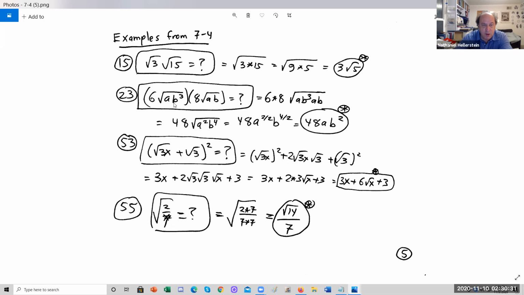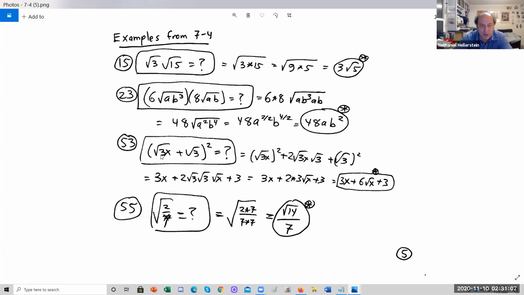6ab cubed, root ab cubed, plus 8 root ab. Well, okay, 6 times 8 comes out here, root of ab cubed times ab here. So this is 48, square root of a to the second, b to the fourth. All right, square root means you take half the exponents. 48, a to the 2 halves, b to the 4 halves. It comes out to 48ab squared. I suppose this should be absolute value of a, but for all these, I'm assuming all the variables are at least 0.